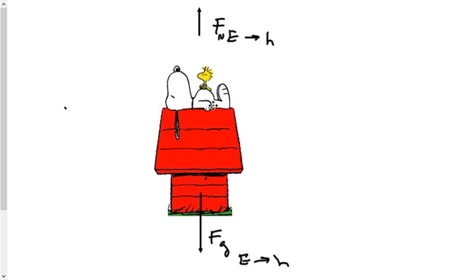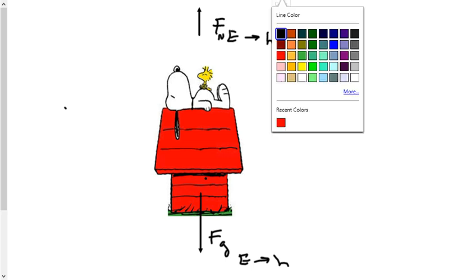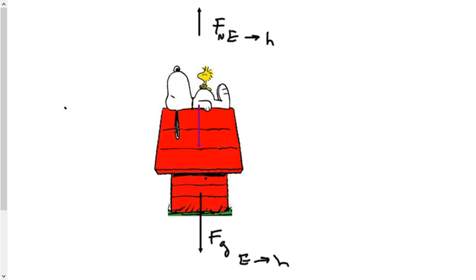Now, what about the interaction between Snoopy and the doghouse? Let's do that. I'll choose a different color so we don't get too confused here. I'll choose this color here. So we of course have a force going downwards and a force going upwards. This force here is Snoopy to the doghouse.